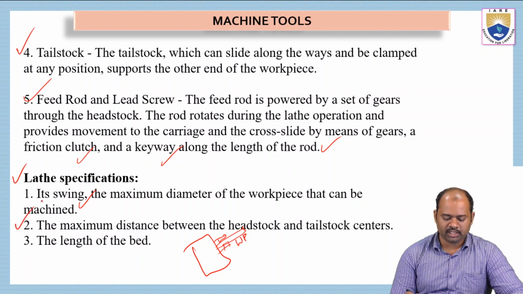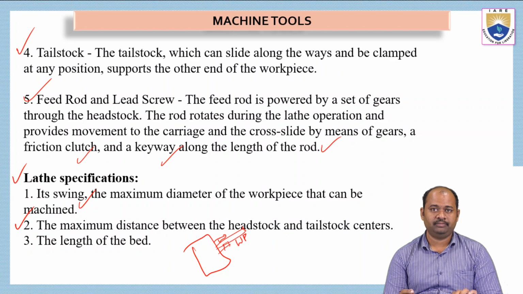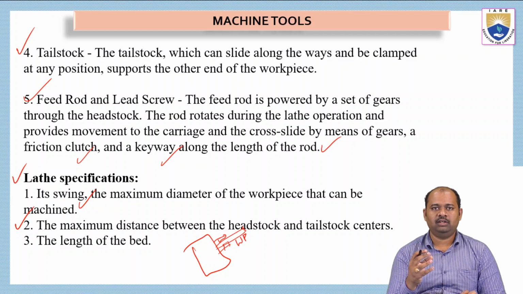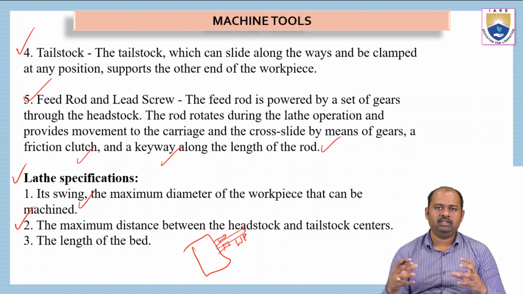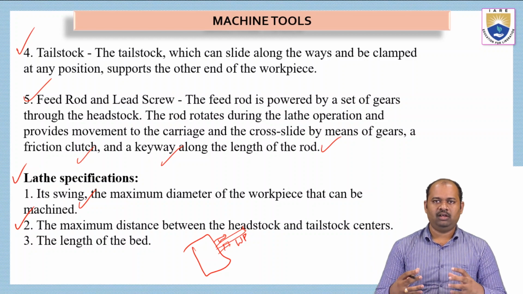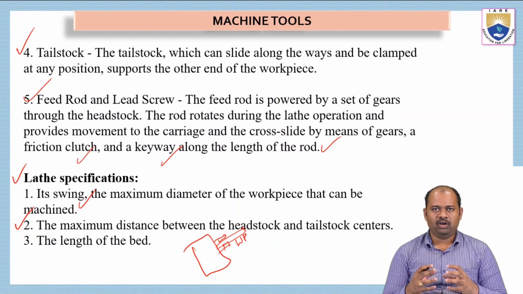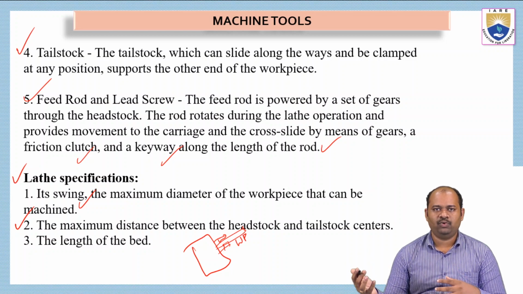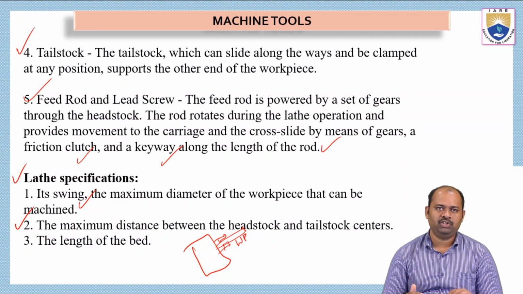Then we have the second one, the maximum distance between the headstock and the tailstock centers. We have seen in the previous slides that the tailstock is used to support the workpiece when the length of the workpiece is more. If the workpiece is larger than the actual length of the bed, we have to go for a bigger machine. If the machine is very small, we cannot machine the workpiece, because when it is fitted into the headstock, it will be touching the tailstock. It should not be touching the tailstock. We have to take the support if it is very long. Even if it is longer than the tailstock itself, we cannot machine it on that particular machine.